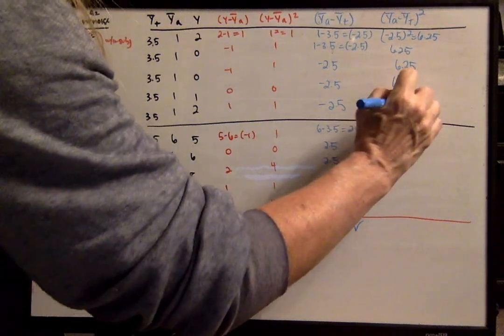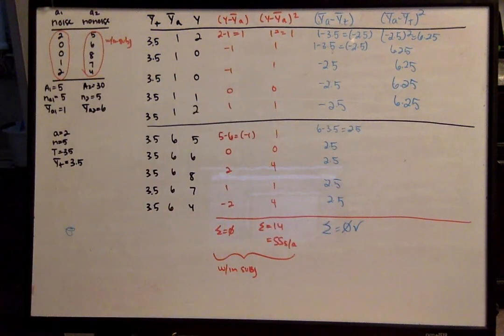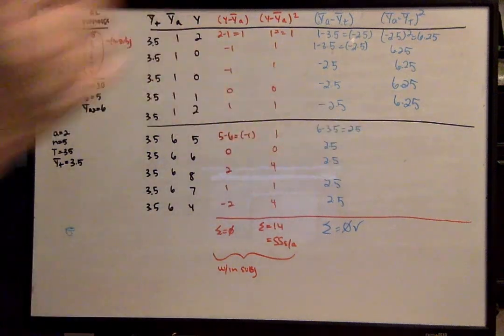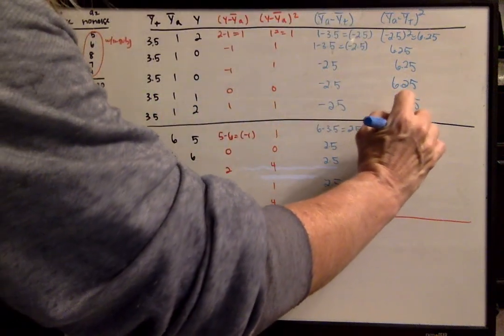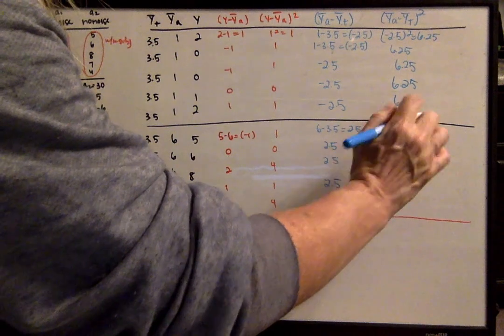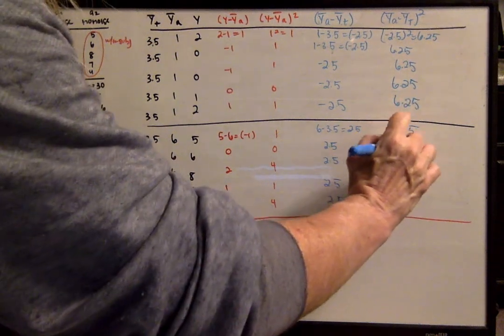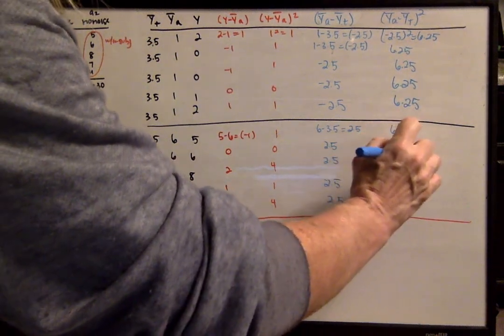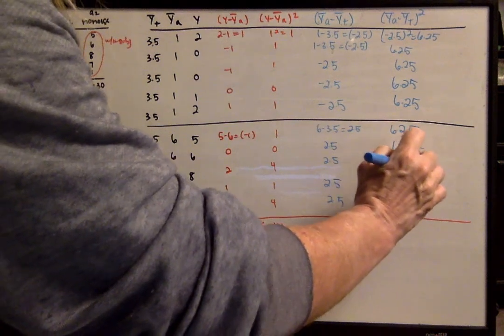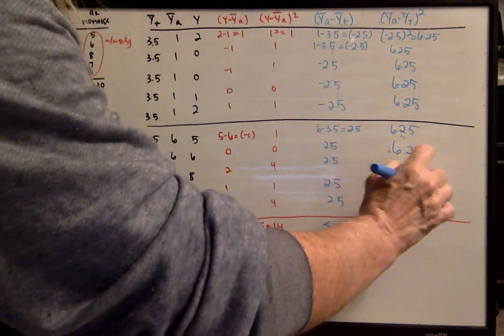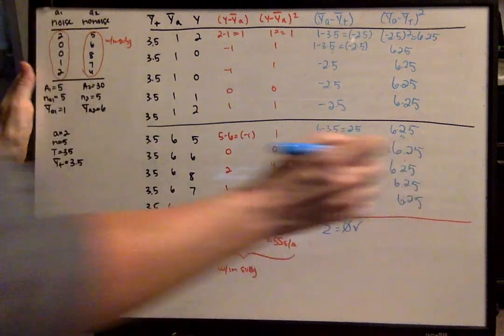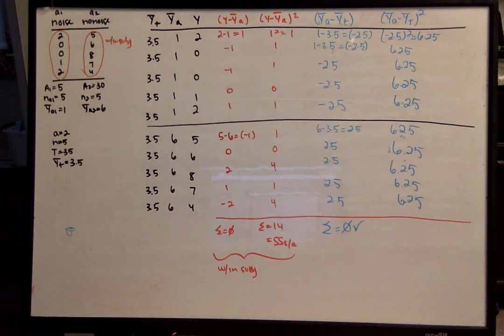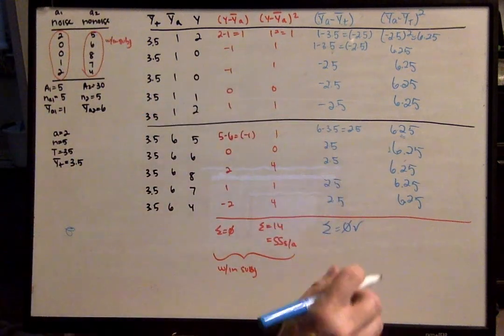6.25, 6.25, 6.25. And 2.5 squared is also going to be 6.25, not 6.5. I can't talk and write at the same time. 6.25, 6.25, 6.25. All right, so they're all the same number. Again, it's because there's only 2 groups.